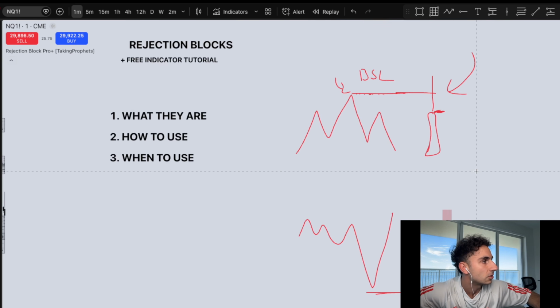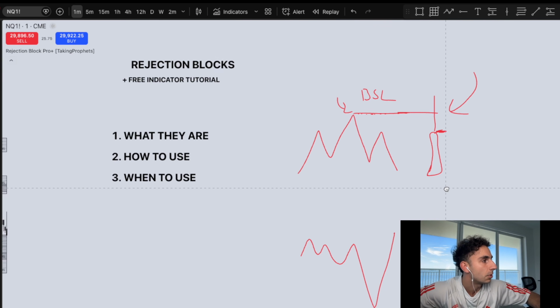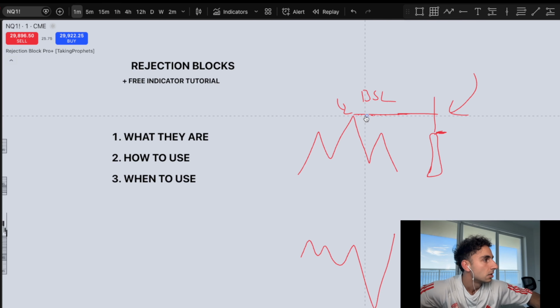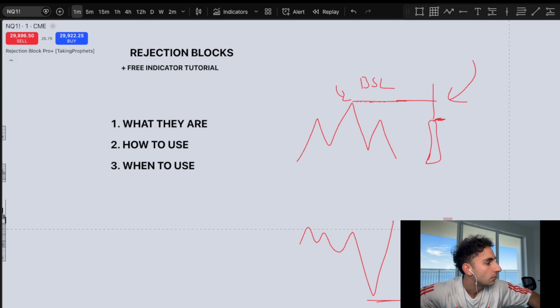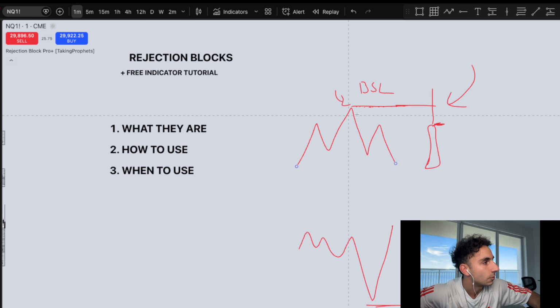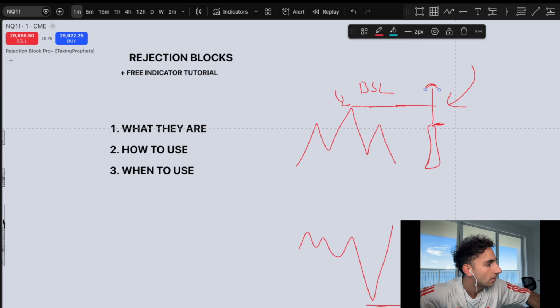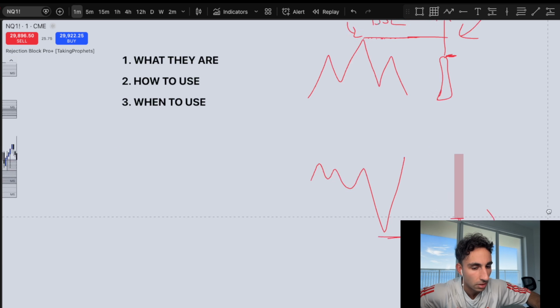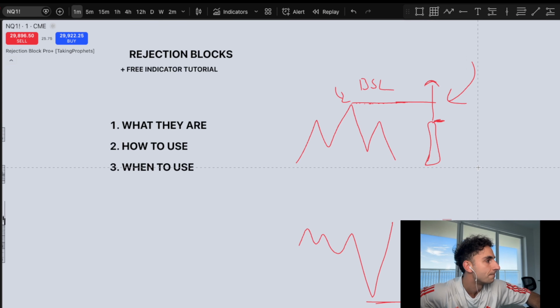So that's essentially the concept. It is a little confusing at first, but that's really all there is to it. So how do you actually use these to your advantage? What do you do with these wicks? In theory, these wicks should be protected. Since we already cleared the liquidity and then created a rejection from that level, there's no reason for this high to get traded above again, and no reason for this low to get traded below again, in this example.